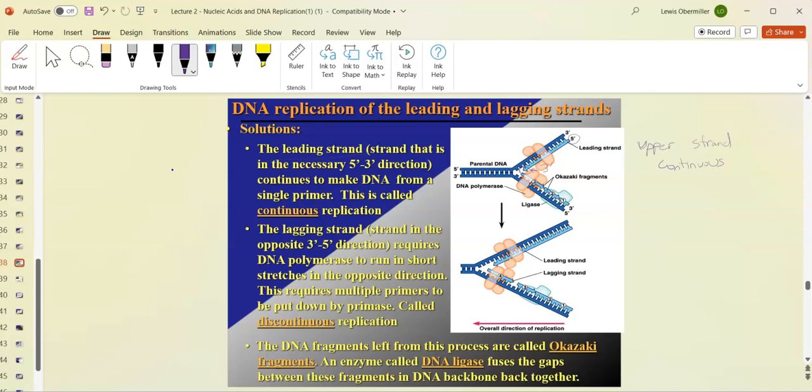That means once it starts, it can continue all the way until it intersects another replication fork going in the opposite direction or reaches the end of the chromosome. And then the lower strand, in this example, right, and we're only talking about the left-hand fork, this is what we call discontinuous.